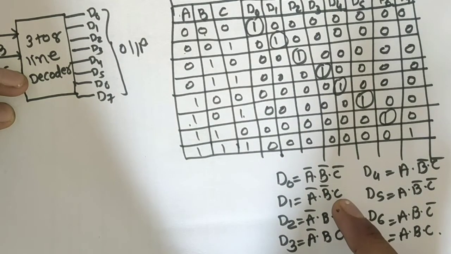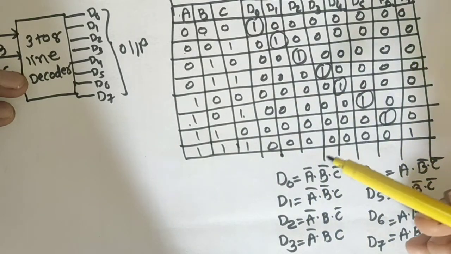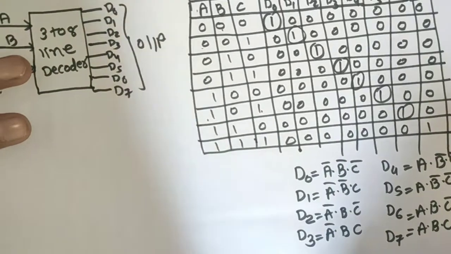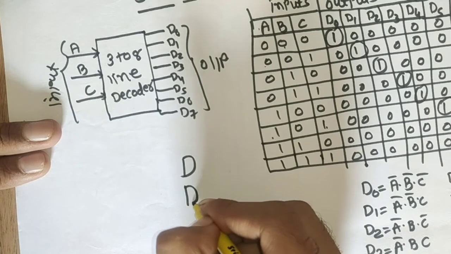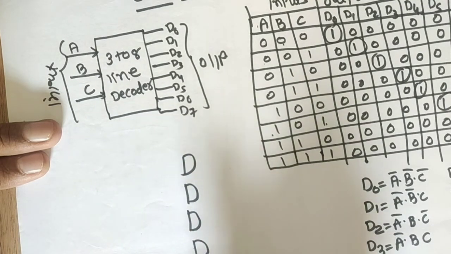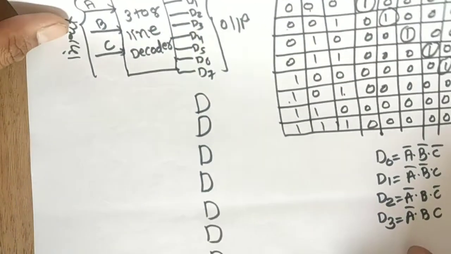Now using these equations, we can design the circuit diagram of the 3-to-8 line decoder. So we are getting the 8 outputs and all the outputs are in the form of multiplication. So dear students, we know that multiplication can be represented with the AND gate. So we can use 8 AND gates. So these are the total AND gates.